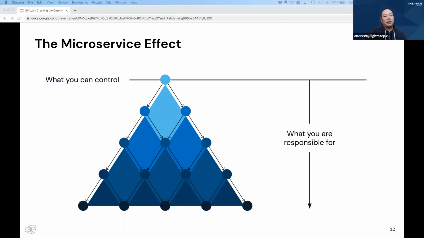So those were all the things I wanted to discuss regarding the migration from your monolith to microservices.